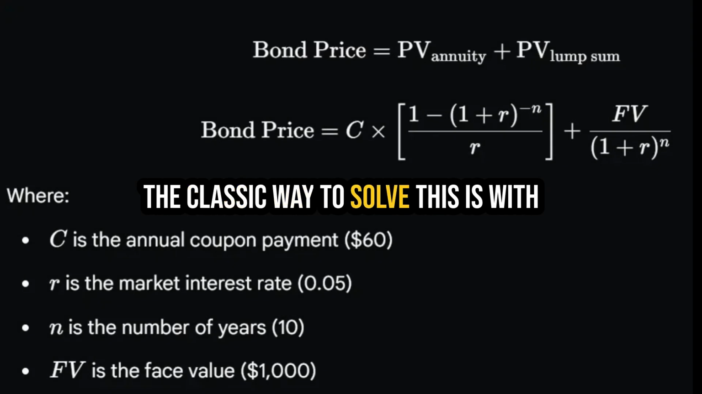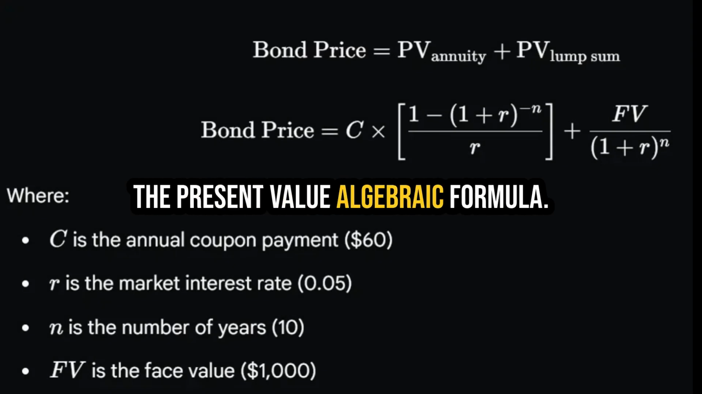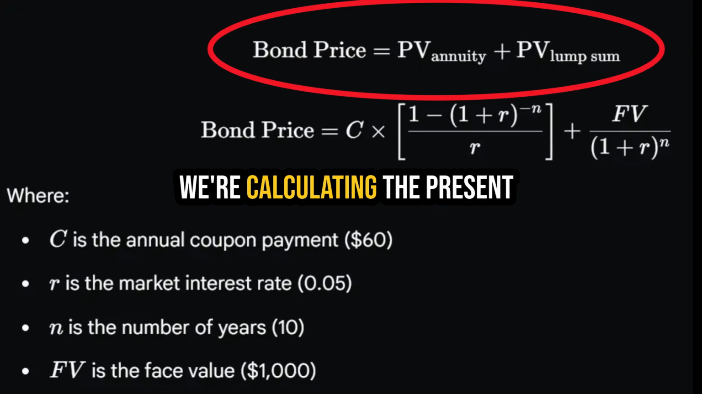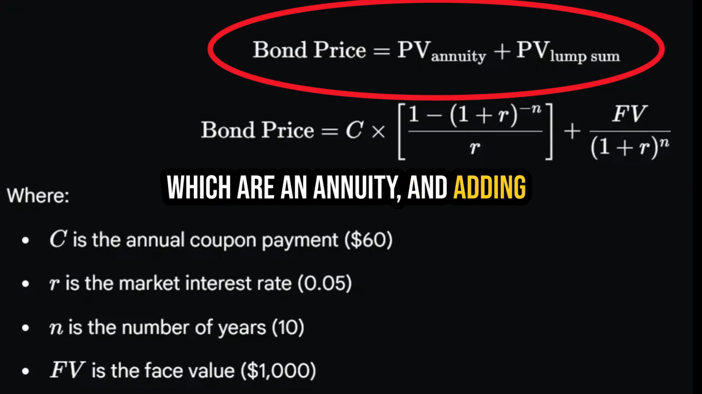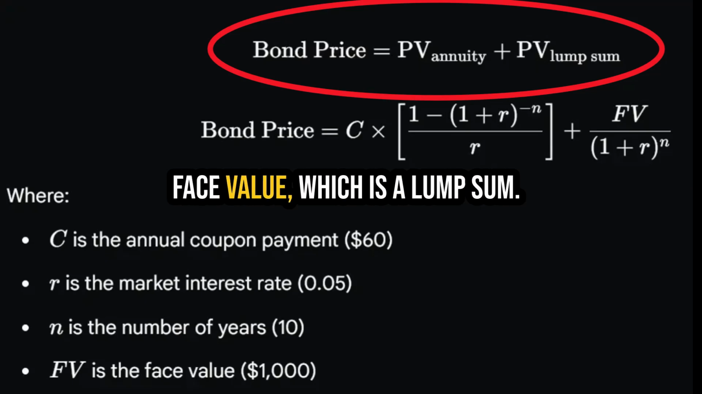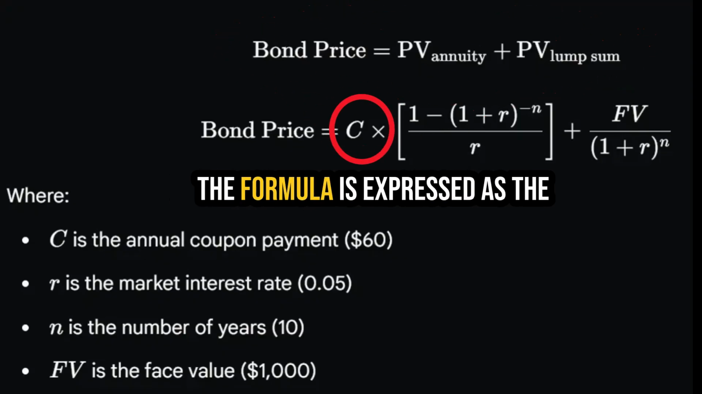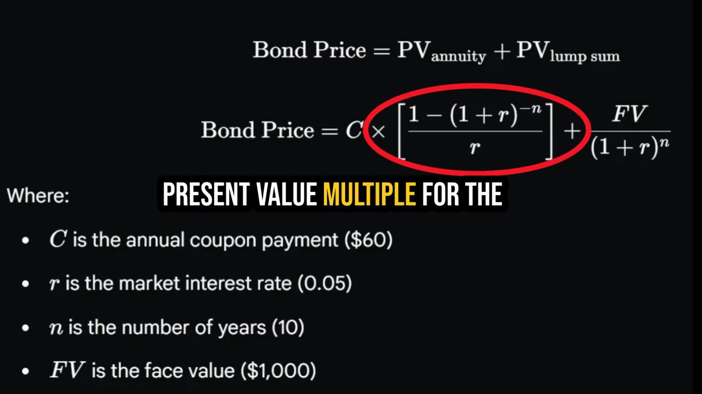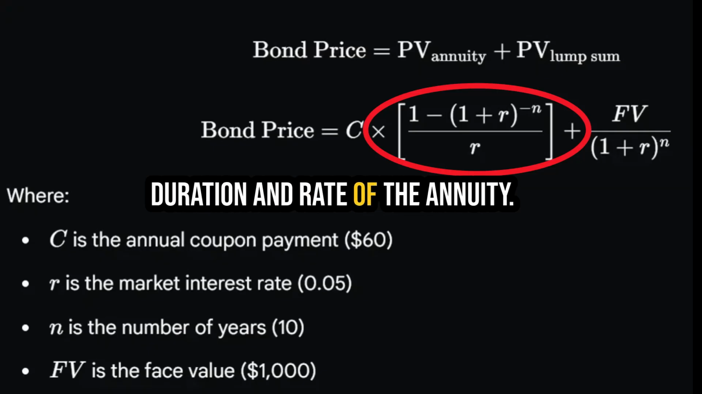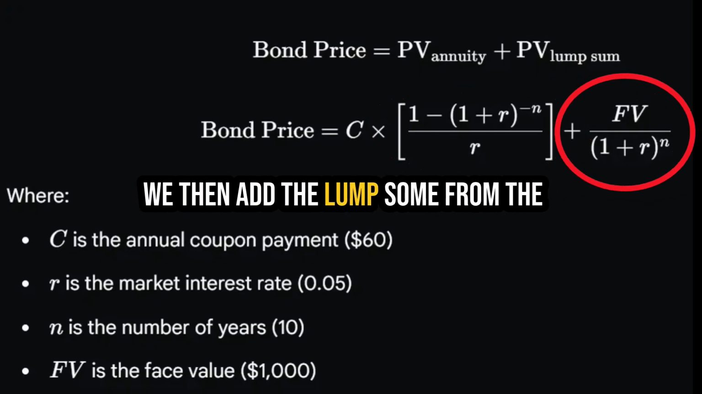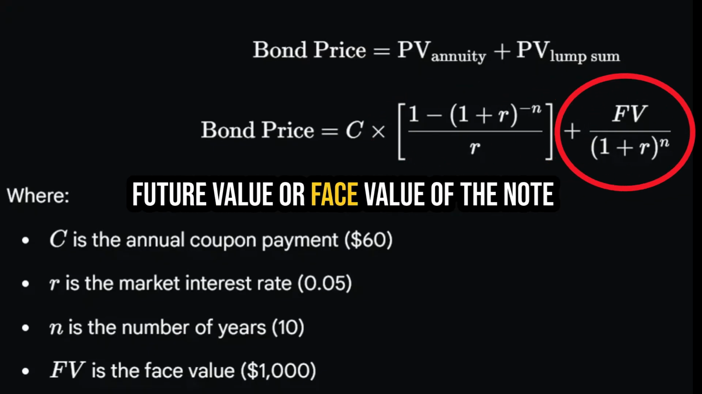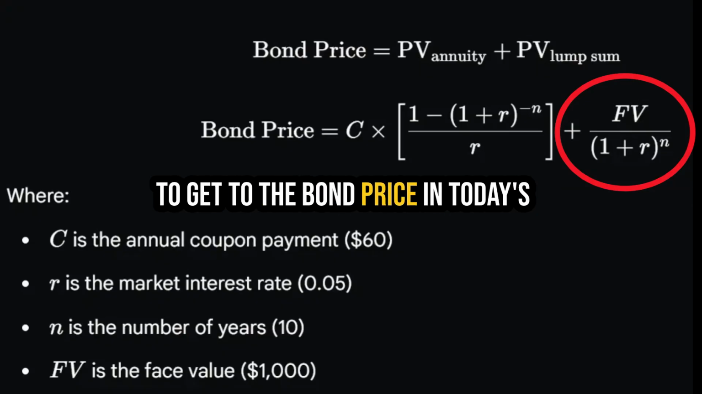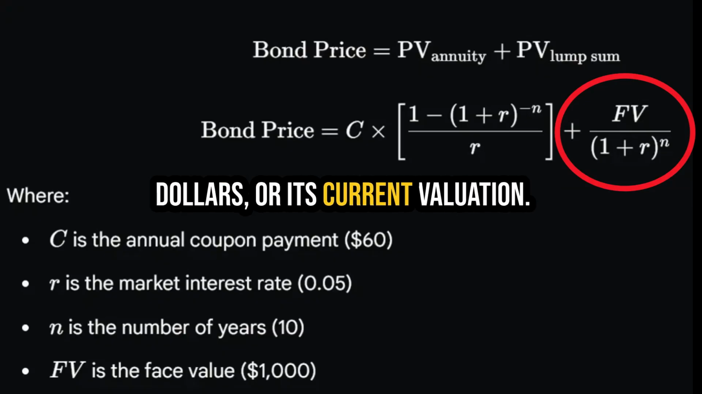The classic way to solve this is with the present value algebraic formula. We're calculating the present value of the coupon payments, which are an annuity, and adding it to the present value of the face value, which is a lump sum. The formula is expressed as the coupon payment multiplied by the present value multiple for the duration and rate of the annuity. We then add the lump sum from the future value or face value of the note to get to the bond price in today's dollars, or its current valuation.